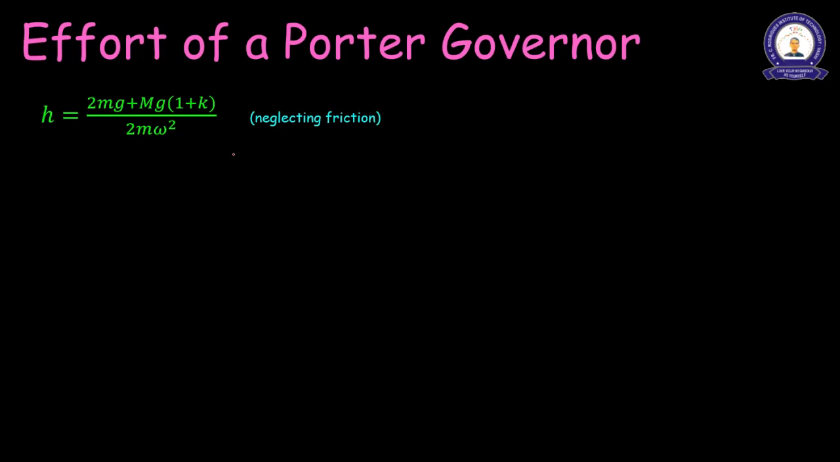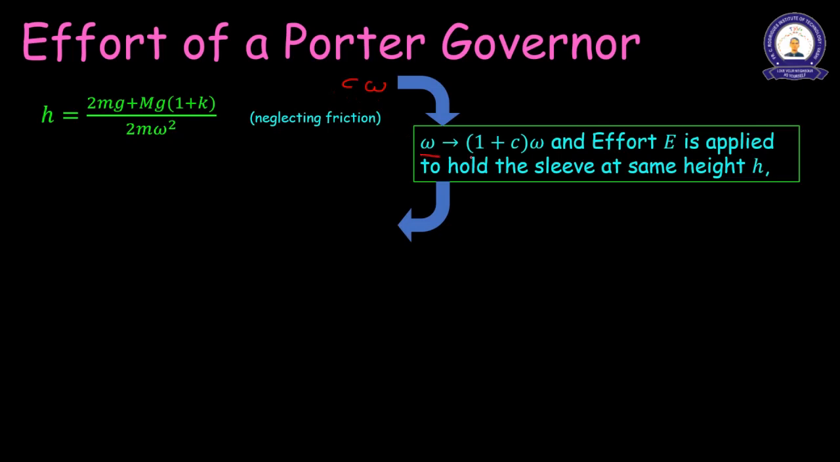We now consider that our speed has increased by the amount c times omega. So that will change our speed from omega to (1 plus c) omega. So our speed is now (1 plus c) omega. And obviously if this is an increase, then the effort E or the force E will be applied on the sleeve in order to move it upwards. What we assume is that the same force is required to hold the sleeve at the same height h. We don't allow the sleeve to move. It will remain at the same height h.